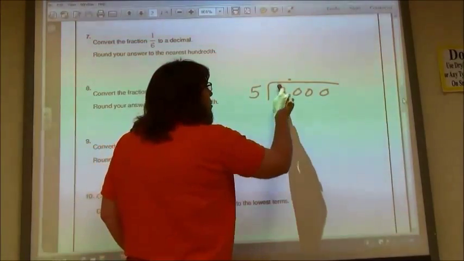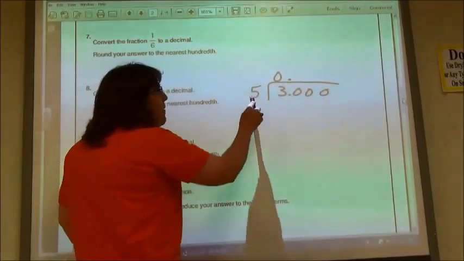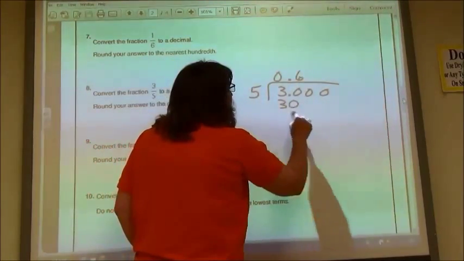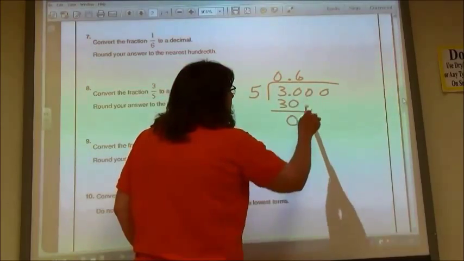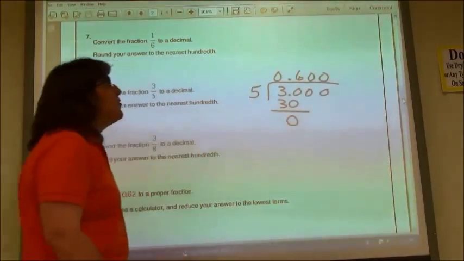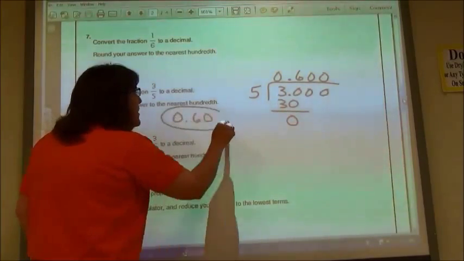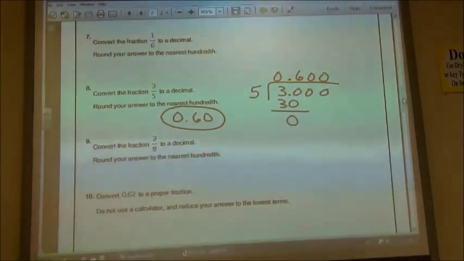5 doesn't go into 3, so I'm going to put a 0 up there. 5 goes into 30 6 times. 5 times 6 is 30, and I get a 0. Which tells me I'm going to have a 0 and a 0, so when I round that off, I'm just going to have 0.60. When it says round to the nearest hundredth, they do like you to show that hundredth spot. Instead of saying 6/10, we have 60 hundredths.